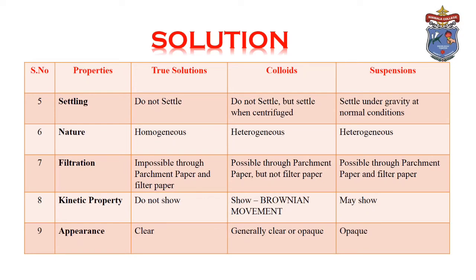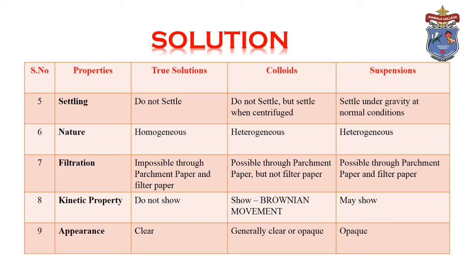True solutions are homogeneous in nature, whereas colloids and suspensions are heterogeneous in nature. It is impossible to filter the true solutions through a parchment paper and a filter paper, whereas colloids can be filtered through a parchment paper but not through a filter paper, and suspensions can be filtered both through a parchment paper and a filter paper.